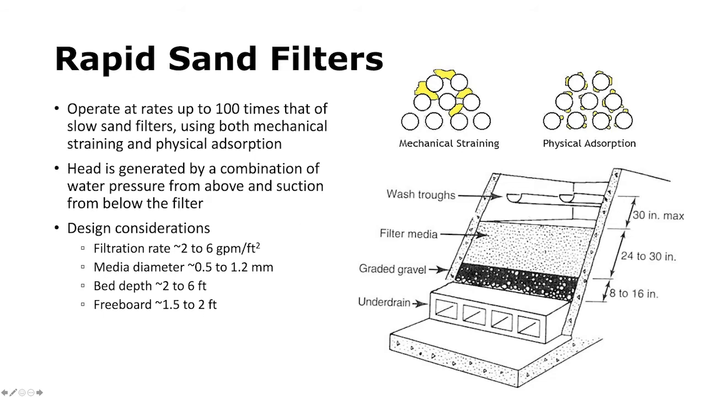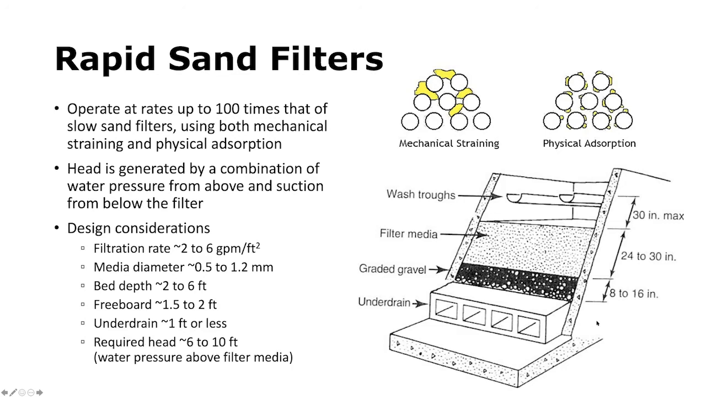Freeboard, which refers to the amount of space on top of the top layer that the walls are built, and that would allow the water to build up on top of the filter and apply that pressure. That's typically between 1.5 to 2 feet. The underdrain, which would go underneath the bottom gravel layer, would typically have a thickness of 1 foot or less. And the required head, which is the water pressure above the filter media, is usually between 6 and 10 feet.